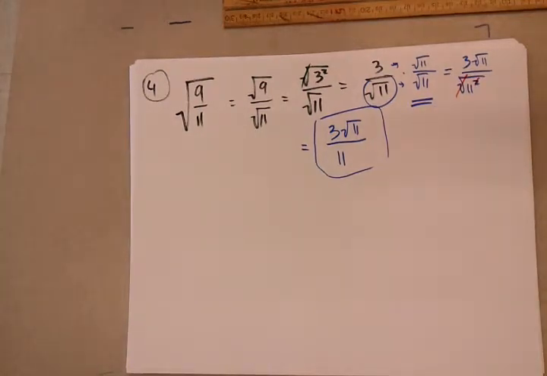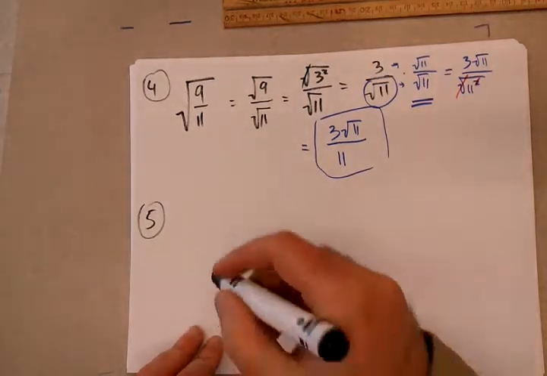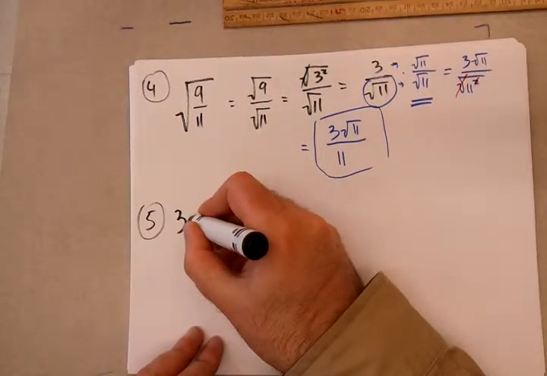Alright, that was number 4. Let's move on to number 5, which is on the back. We have a very simple problem.